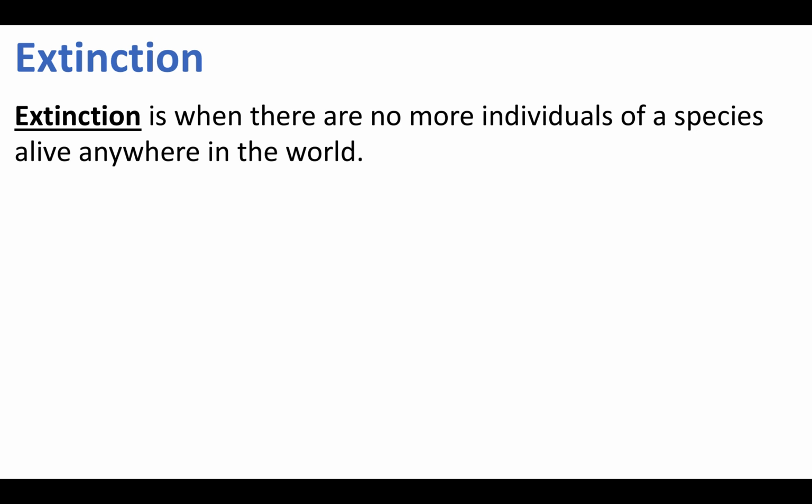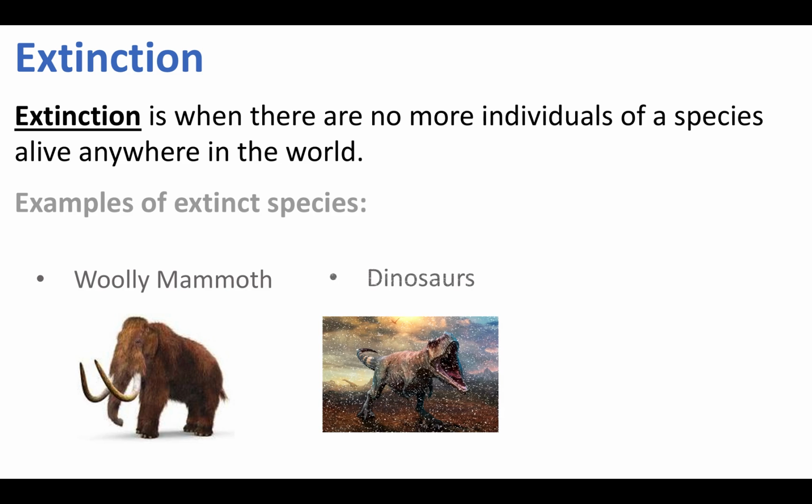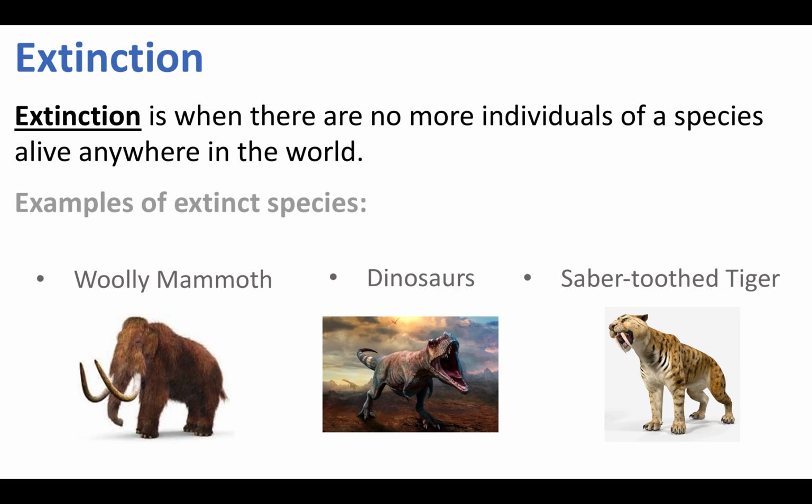An extinction is when you don't have any more individuals of a specific species alive anywhere else in the world. So some examples of extinct species, one is the woolly mammoth. Another one are dinosaurs. Now, that's not a specific species. Dinosaur is more of a group. There are specific species of dinosaurs, but we all know about dinosaurs that they are no longer around because they are extinct. And also the saber-toothed tiger, which went extinct about 10,000 years ago.